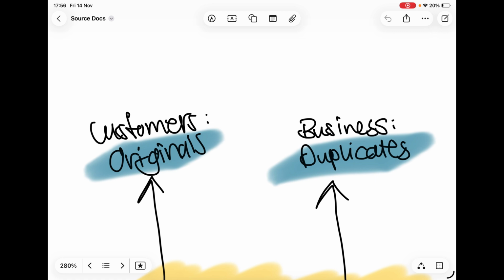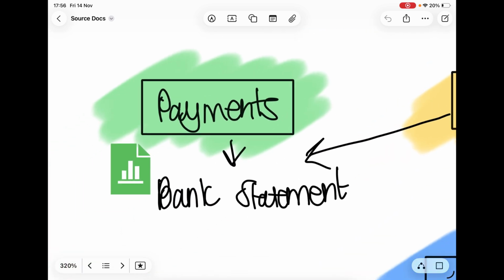There is going to be a trick later on when you're buying something on credit as a business. Then you become the customer in that transaction. But for now, let's first look at payments.